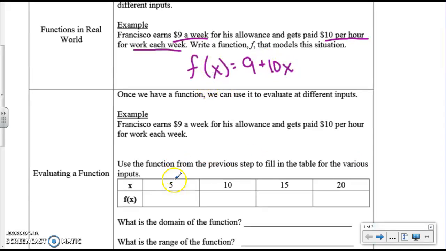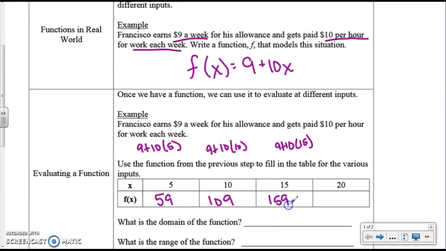Okay, so if my x is 5, that means I'm going to do 9 plus 10 times 5. If I type that in my calculator, I get $59. I'm also going to plug in 10, so 9 plus 10 times 10, plug that in my calculator, I get 109. 9 plus 10 times 15, if I plug that in my calculator, I get 159. And then plug in 20, 9 plus 10 times 20, I get 209.